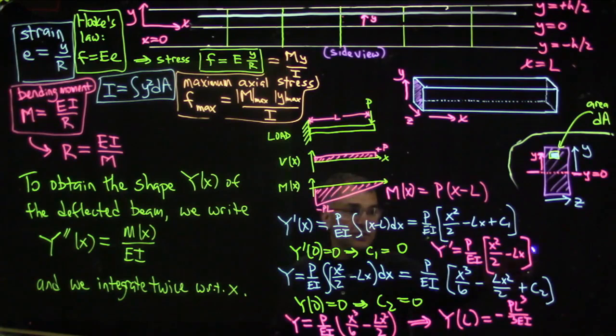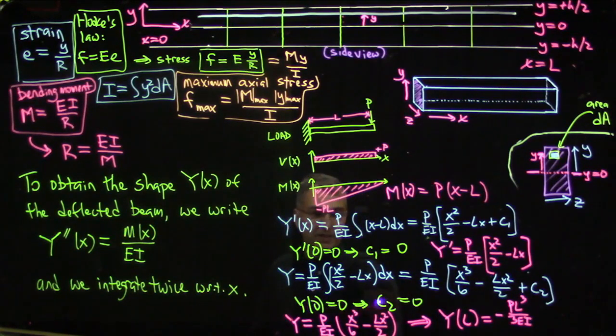So the derivative function, the slope of the beam, is P over EI times x squared over 2 minus Lx. Then we can integrate once more to get the deflected shape of the beam. So we have x squared over 2 minus Lx. We're integrating that. This term gives us x cubed over 6. This term gives us Lx squared over 2, and then there's an undetermined constant.